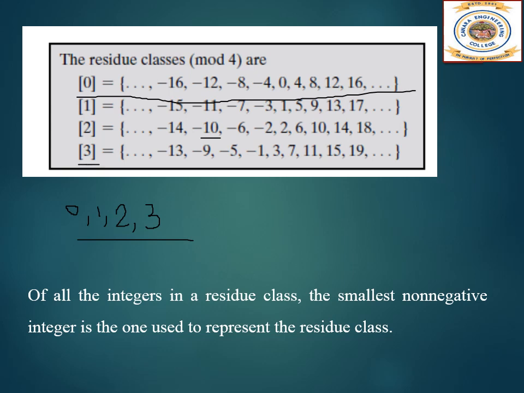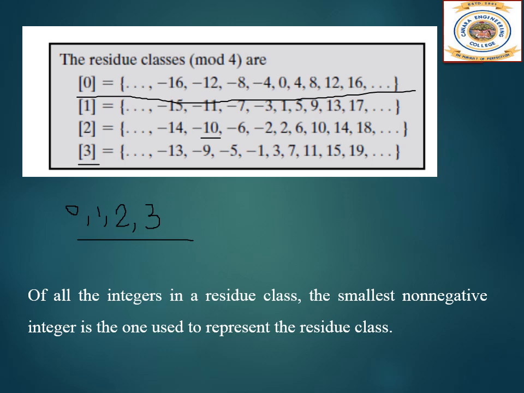Similarly, for the last residue class of mod 4, that is 3: 3 mod 8, 7 mod 8, 11 mod 8, 15 mod 8, 19 mod 8. Similarly, minus 1 mod 8, minus 5 mod 8, minus 9 mod 8, minus 13 mod 8. This is how you find the residue classes of a particular modulus.